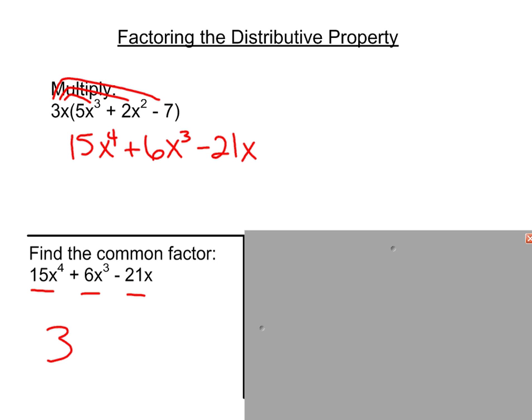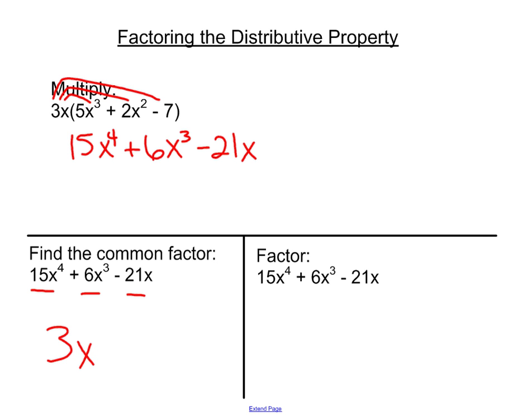So now I look at the x's, and I notice that each of these all have x's, but how many x's do they have in common? Well, the first one has 4 x's, the next one has 3, and the last one has 1. So they only have 1 x in common. So my common factor is 3x. Okay, now once you know the common factor, then you can actually look at factoring everything all together.